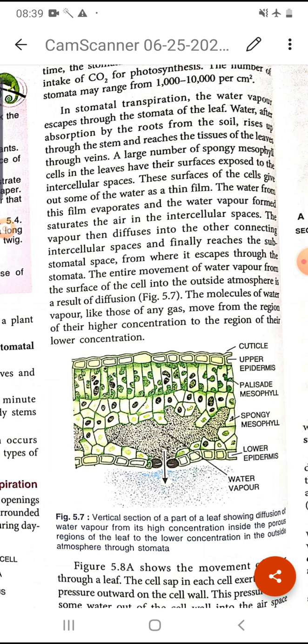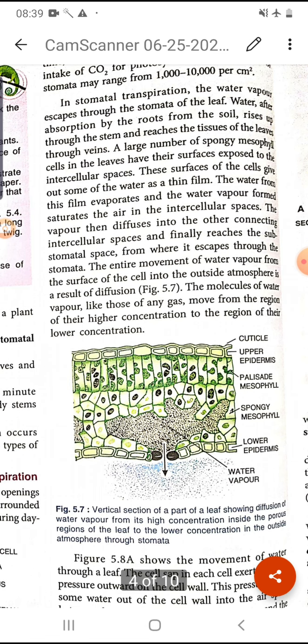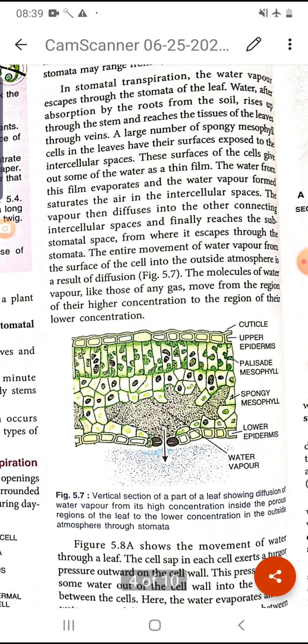Okay, so the water vapor has to go out from the leaf through the process of transpiration. The water vapor diffuses into the connecting intercellular spaces, from one intercellular space to another, and these combine and finally reach the substomatal space, from where it escapes through the stomata.